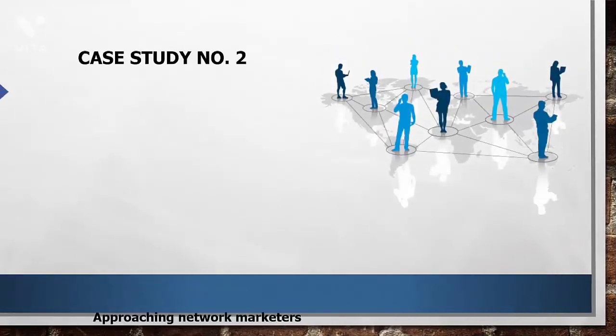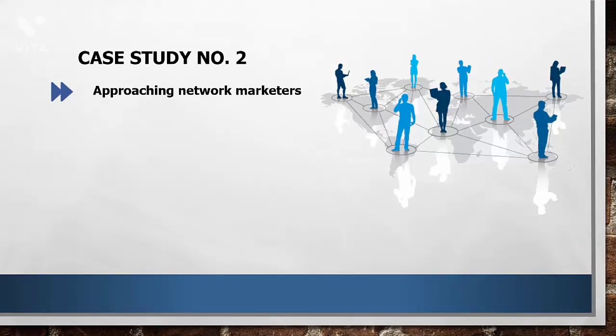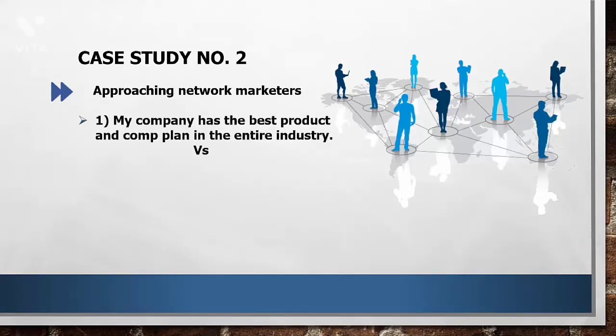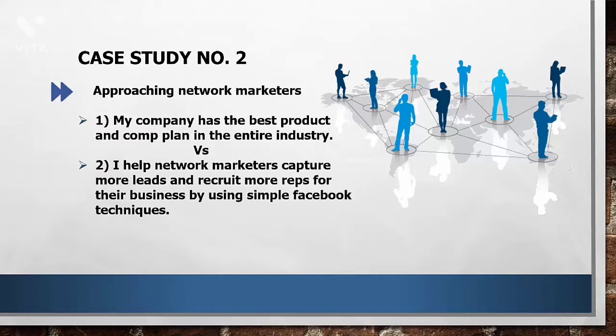Let's take another example, which is our case number 2. Now, say for example, you are approaching a network marketer. The first approach is: my company has the best product and comp plan in the entire industry, versus: I help network marketers capture more leads and recruit more reps for their business by using simple Facebook techniques. In the first, we have given the network marketer the same image which thousands of others are also claiming all the time. All of them are saying that they have the best product and best comp plan, blah, blah, blah.